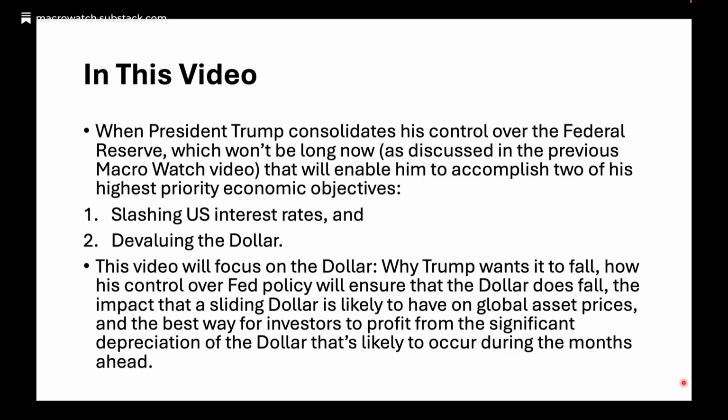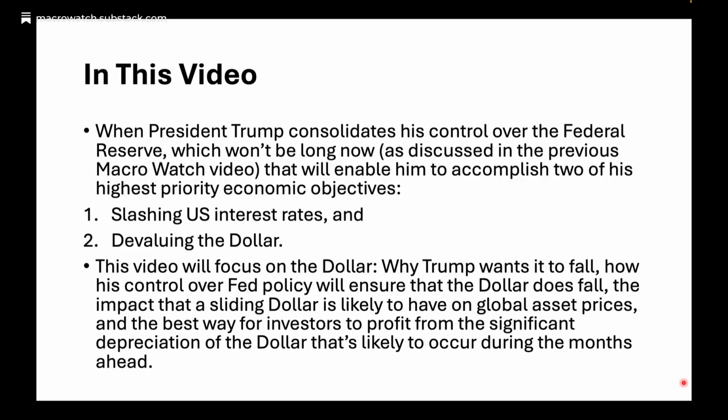When President Trump consolidates his control over the Federal Reserve, which won't be long now, as discussed in the previous Macro Watch video, that will enable him to accomplish two of his highest priority economic objectives. One, slashing U.S. interest rates, and two, devaluing the dollar.